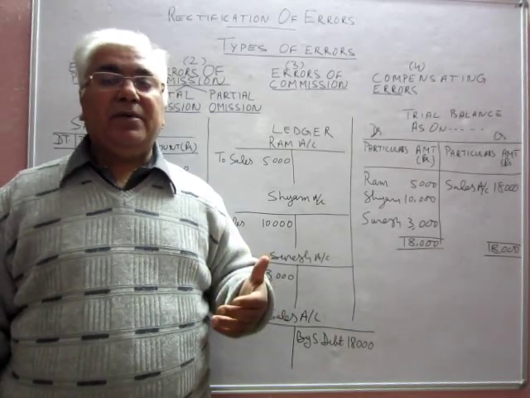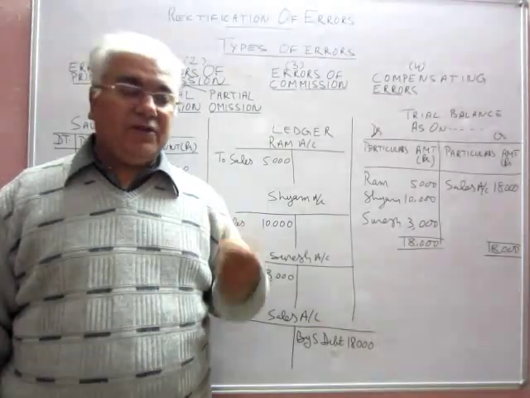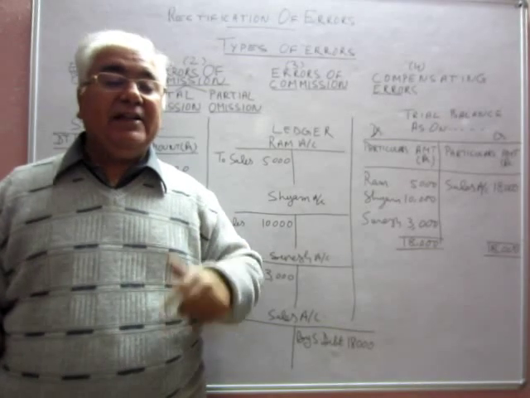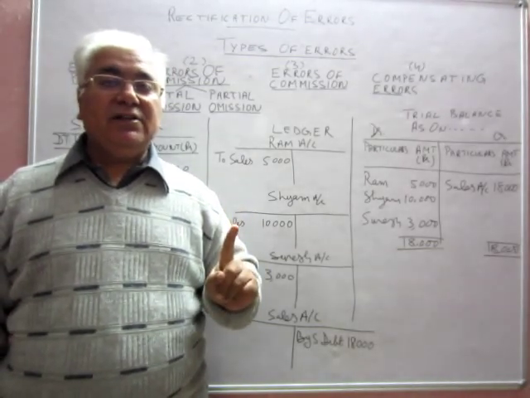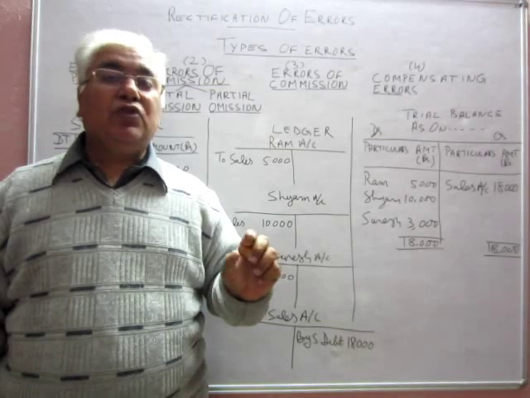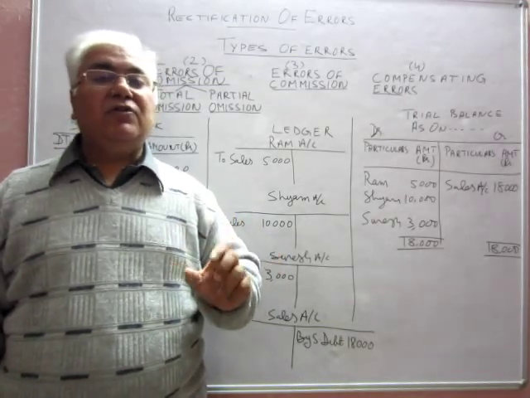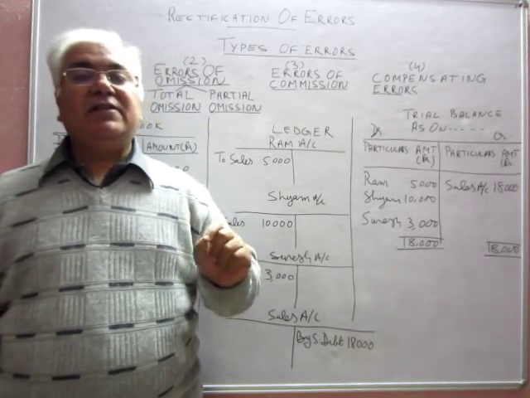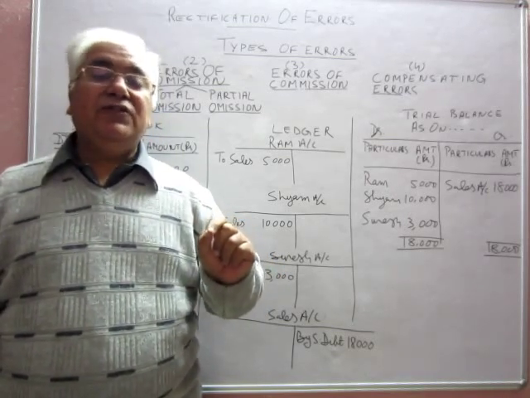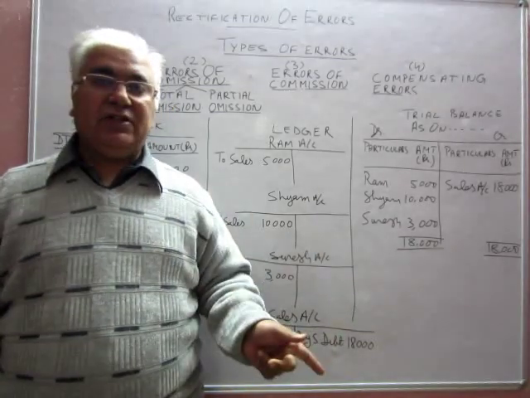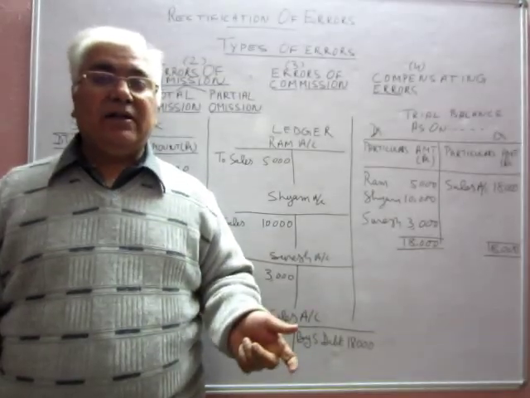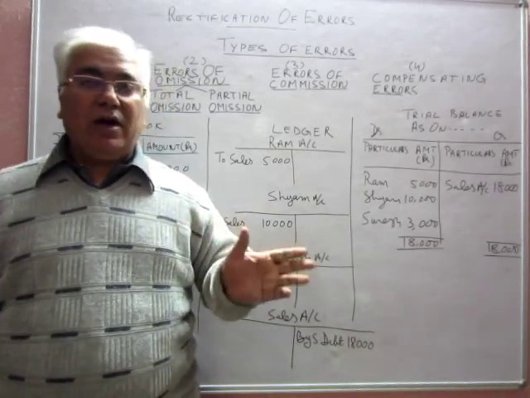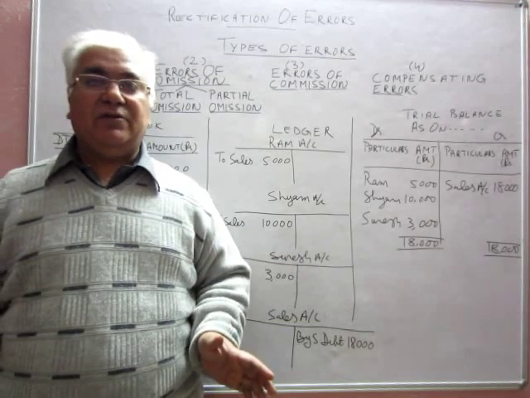If this mistake has happened, it will result in two things. First of all, because furniture has been booked to purchases, it will increase our purchases and this will result in decreasing our profit. So our profit and loss account will depict wrong profit, number one. Number two, we have an asset, that is furniture, which will not be depicted in our balance sheet. Again, another mistake.